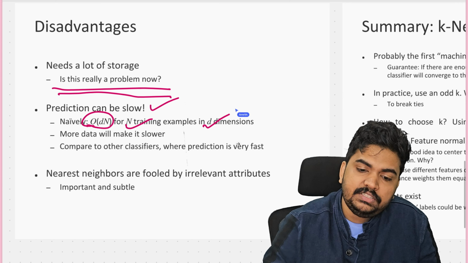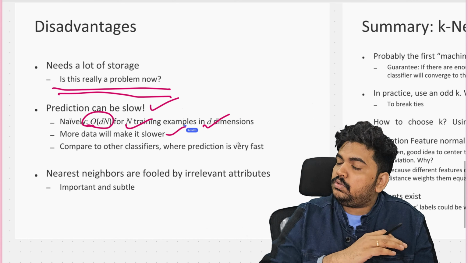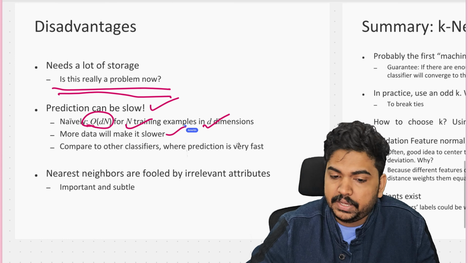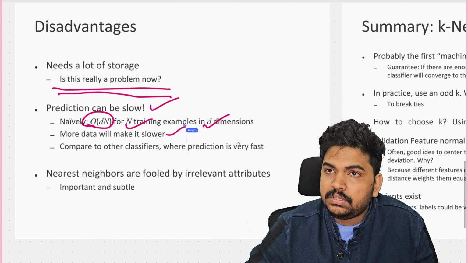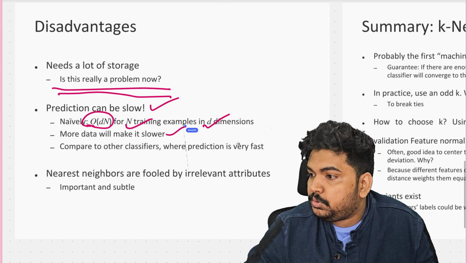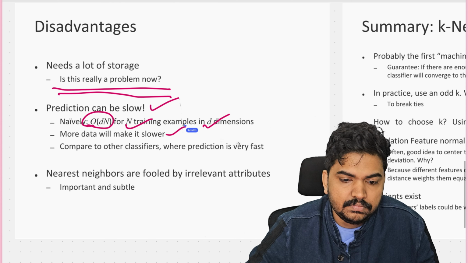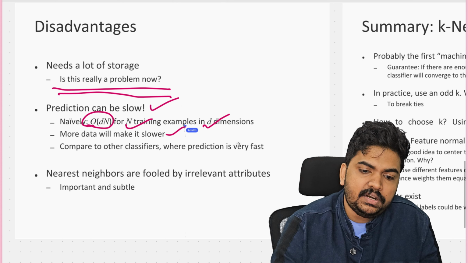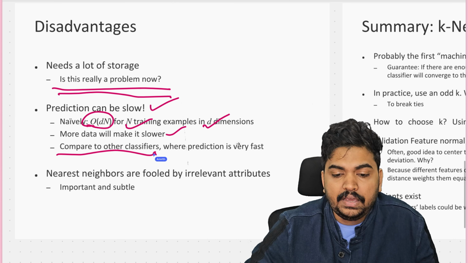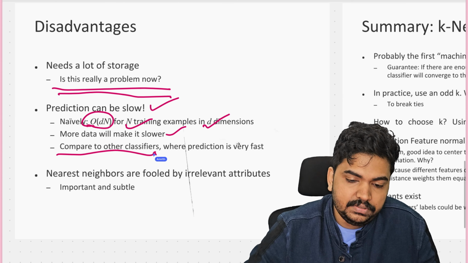And more data will just make it slower, because when you're finding the neighbors, naively speaking, you have to go through all the data points, and in fact, again, the comparison has to be at the element wise or dimension wise level. So you have to go through all the data points, all the dimensions of all the data points. So when you keep on adding more and more data, the prediction time increases. Compared to other classifiers where the size of the training data set after a certain point may not even matter, this is not the case in nearest neighbors.